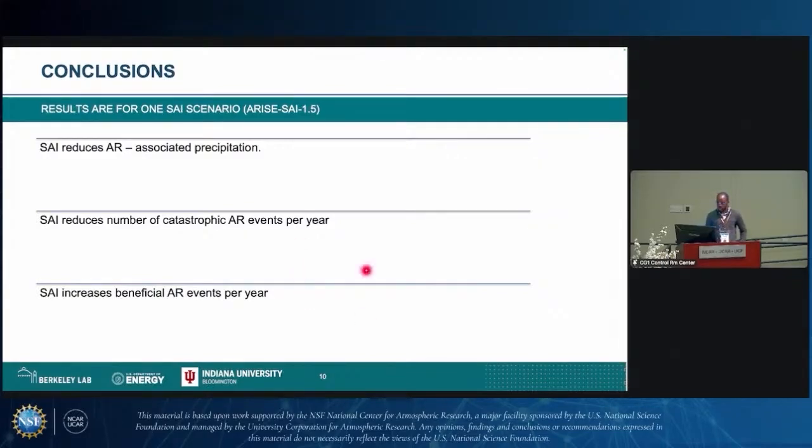So the conclusions we draw from our experiment, and I would want to highlight that this is just one scenario of SAI experiment, is that SAI has the potential to reduce AR-associated rainfall and also has the possibility to reduce catastrophic atmospheric rivers. That means we will not be having these extreme category 5s and 6s that are very destructive. And the last thing is that SAI increases beneficial rainfall. So that means people on the California coast, where they need a lot of water and there's a lot of drought, can benefit from these atmospheric rivers that do happen over there.